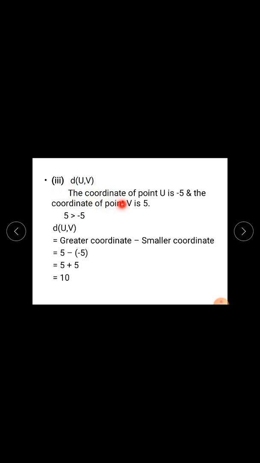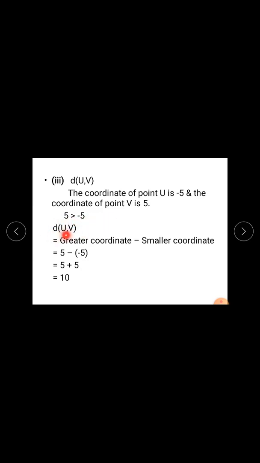Now the coordinate of point U is -5. It is given. The coordinate of point V is 5. Use that number line. Now compare. 5 is greater than -5. Positive numbers are greater than negative numbers.